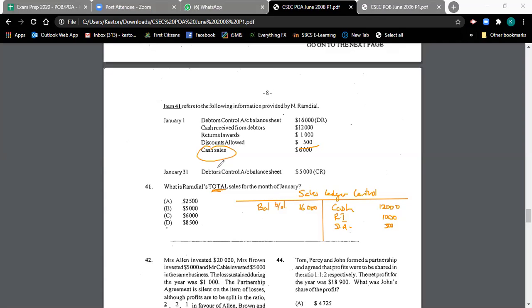January 31st, credit balance. Right, so I'm gonna take a credit balance here. I'd have... Alex's back. 5, 17, 18, 18, 5.